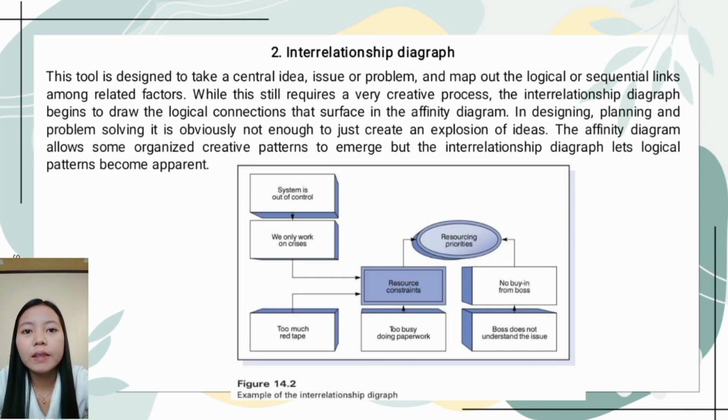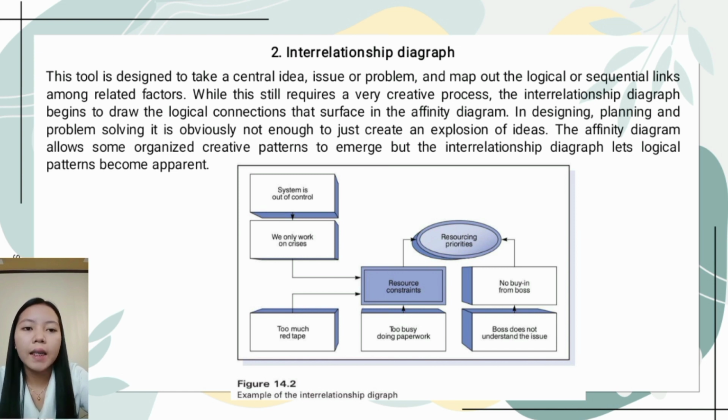The second tool is the interrelationship diagram. So this tool is designed to take a central idea, issue, or problem and map out all the logical or sequential links among related factors. While this still requires a very creative process, the interrelationship diagram begins to draw the logical connections that surface in the affinity diagram.